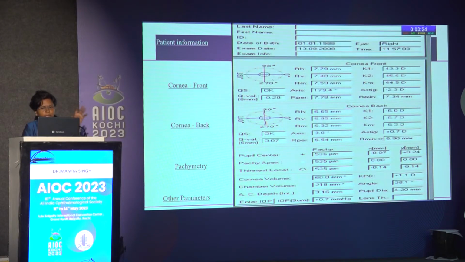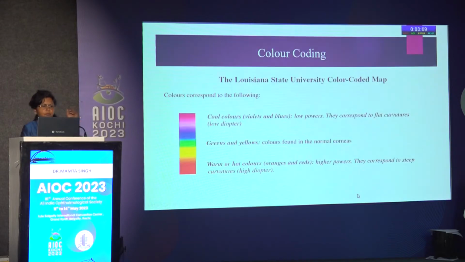Keratometric power distribution, again, we check the power. A value lesser than 1.5 is normal. What is the angle? How much is the AC depth? And AC depth is again important for phakic IOL and pupillary diameter.